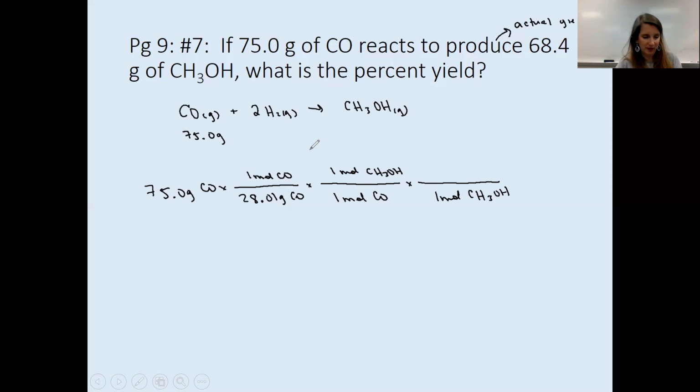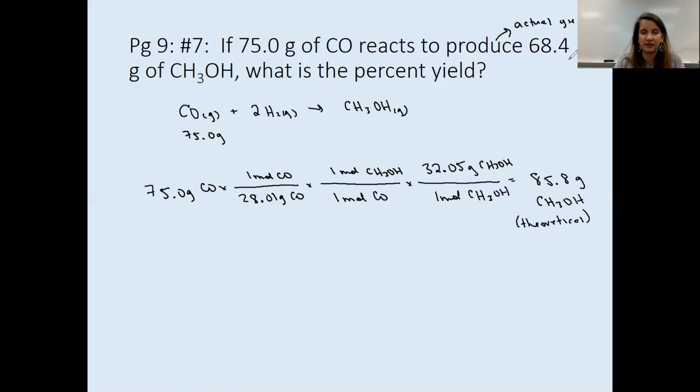Excuse me, let me get my calculator. So I've got 12.01 grams plus 4 hydrogens plus 16 grams for the oxygen. So 32.05 grams is our molar mass. All right, so when I go ahead and solve here, I'm going to get 85.8 grams of methyl alcohol. Once you complete that stoichiometry, that is telling you your theoretical yield. That's how much you should have expected to make if you actually reacted 75 grams of carbon monoxide.